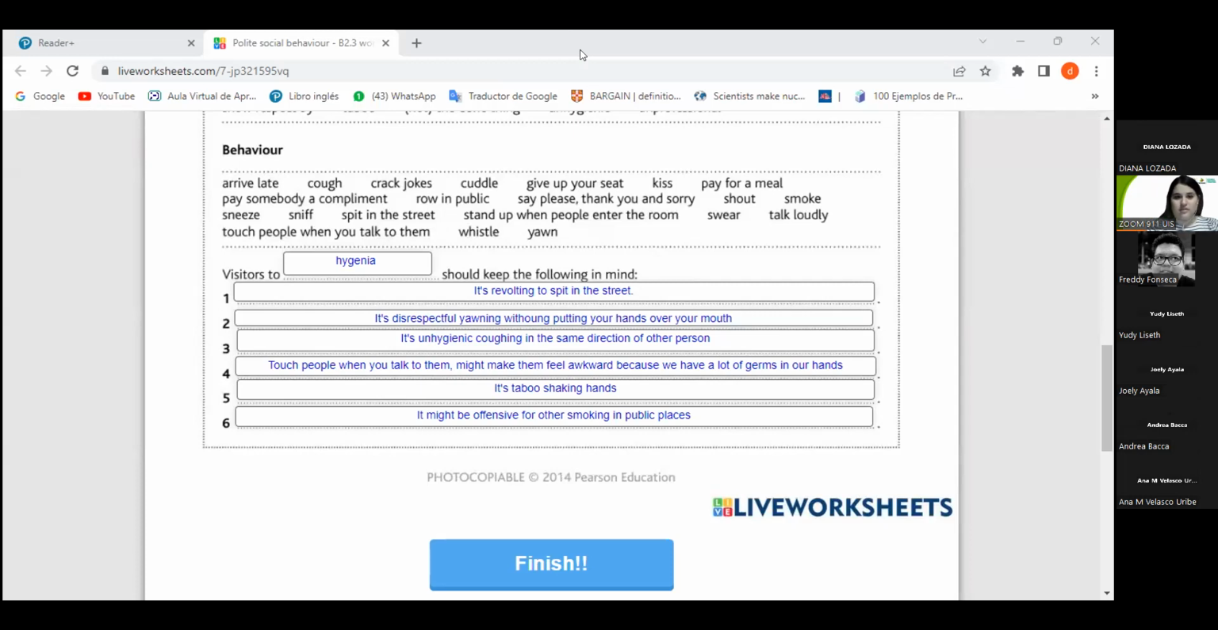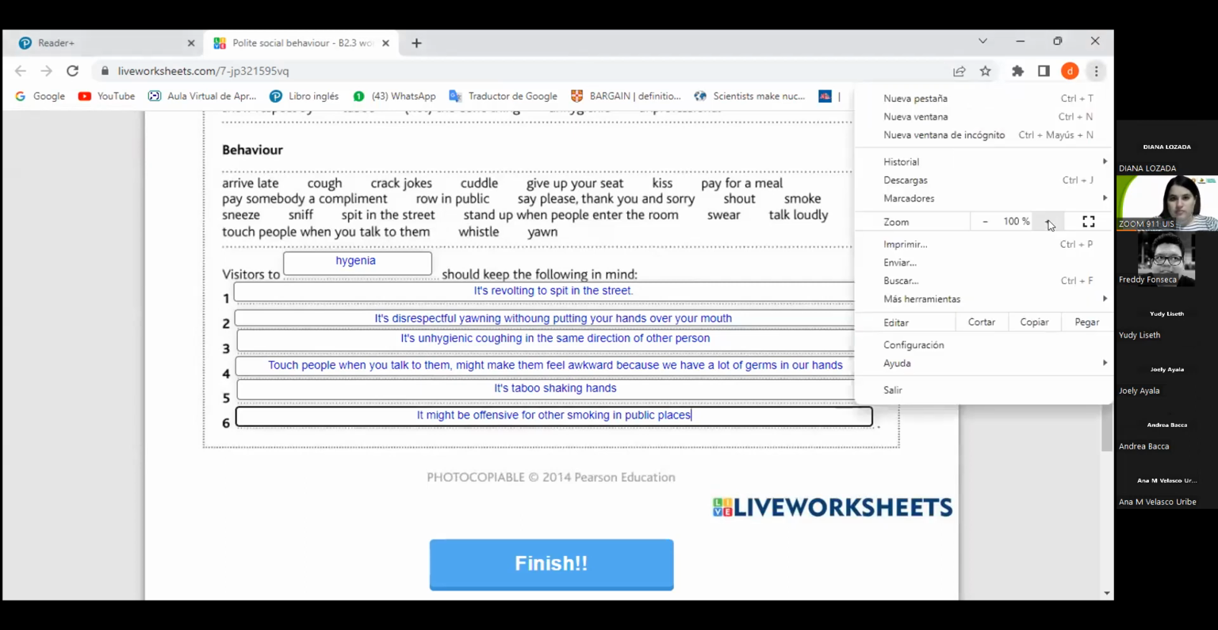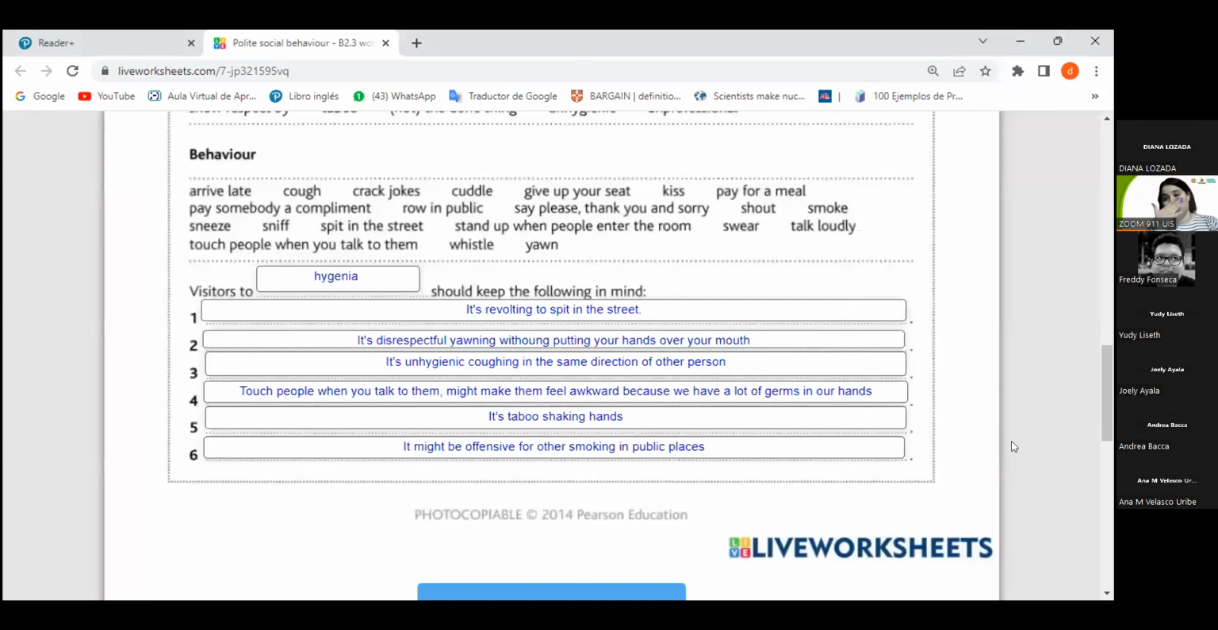The first one, it's revolting to spit in the street. And the next one is disrespectful, yawning without putting your hands over your mouth. And then we have, it is unhygienic coughing in the direction of another person. Touching people when you're talking to them might make them feel awkward because we have a lot of germs in our hands. It is taboo shaking hands, because of obvious reasons, like in Asia. That's another reason too. And it might be offensive for others, smoking in public places.